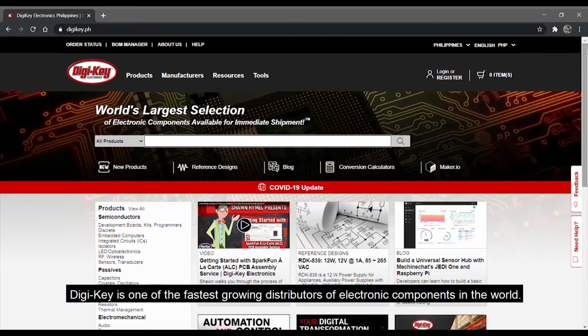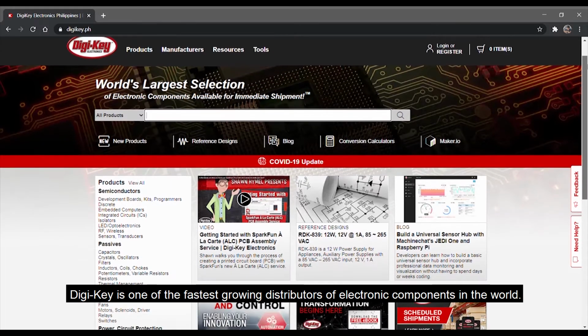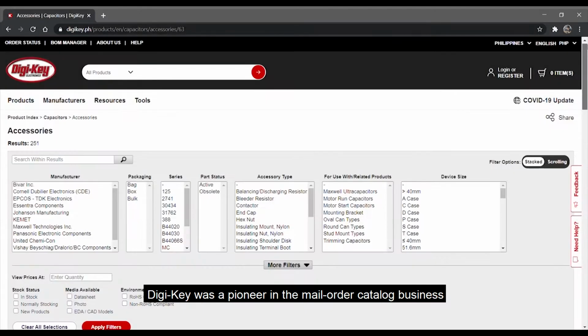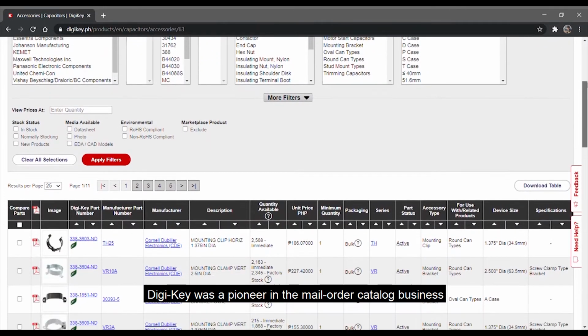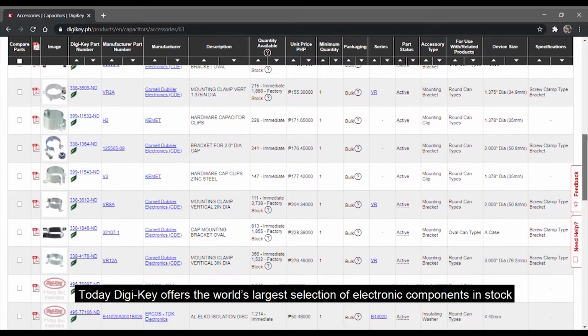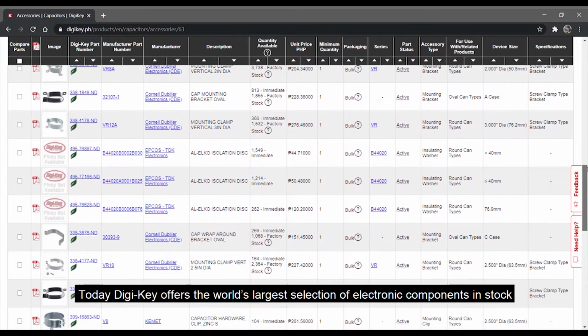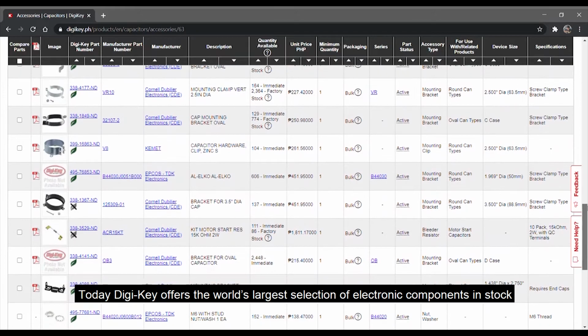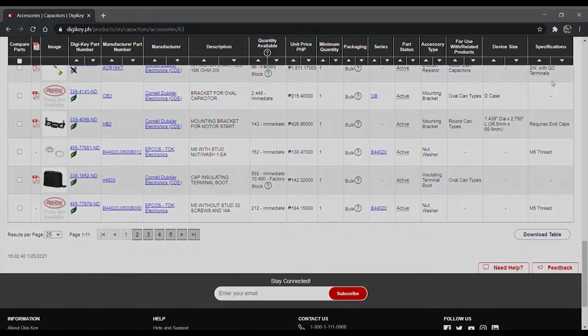DigiKey is one of the fastest growing distributors of electronic components in the world. DigiKey was a pioneer in the mail order catalog business and a key resource for design engineers. Today DigiKey offers the world's largest selection of electronic components in stock and available for immediate shipment.